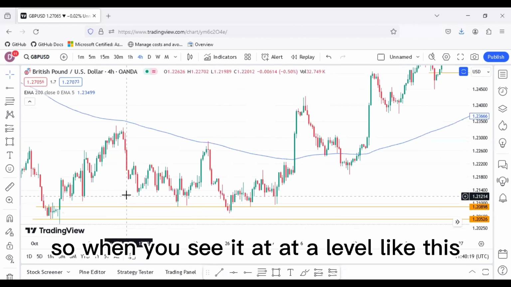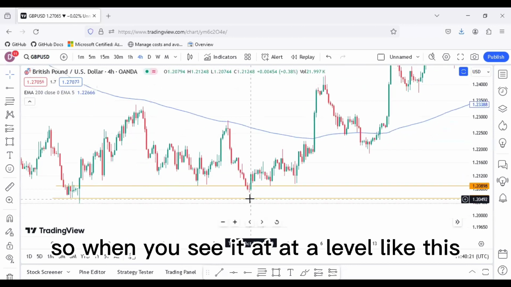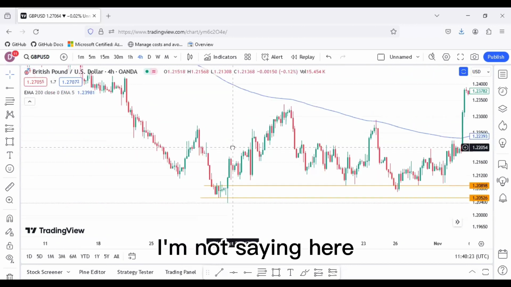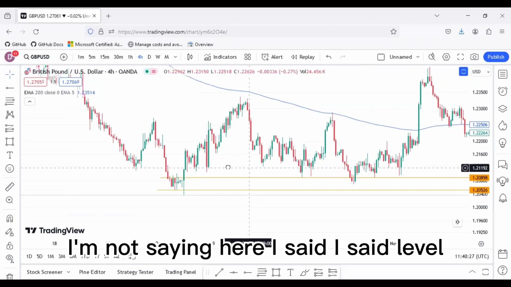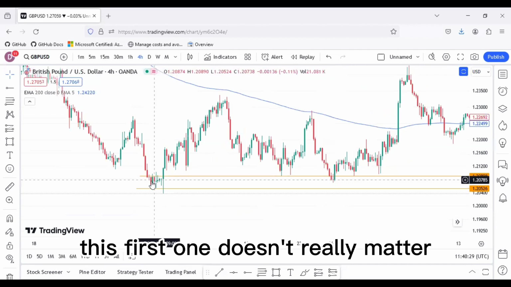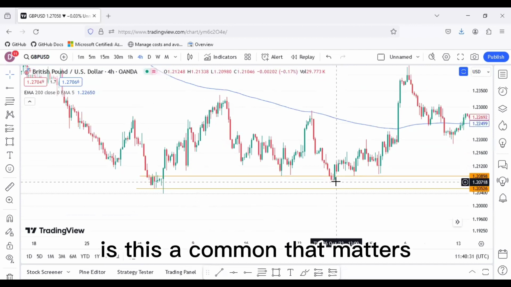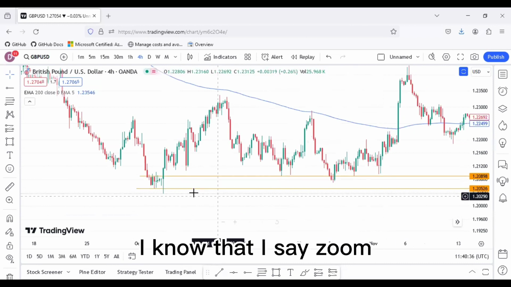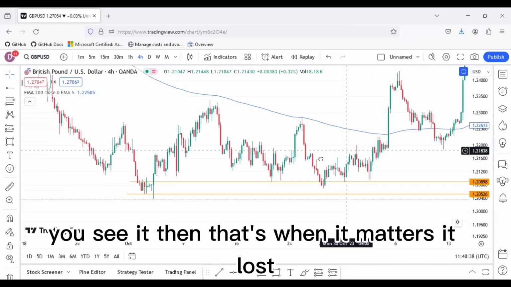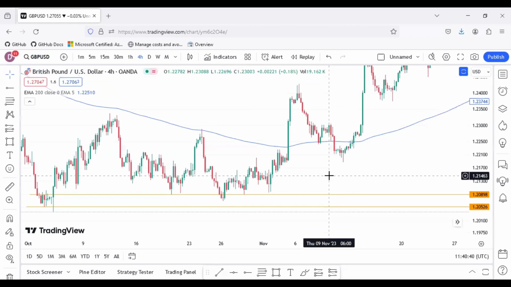So when you see it at a level like this, I'm not saying here, if you remember when I was explaining, I say at a level. This first one doesn't really matter. It's this second one that matters. When you see a double top or triple top and all that, at a zone, then that's when it matters a lot.